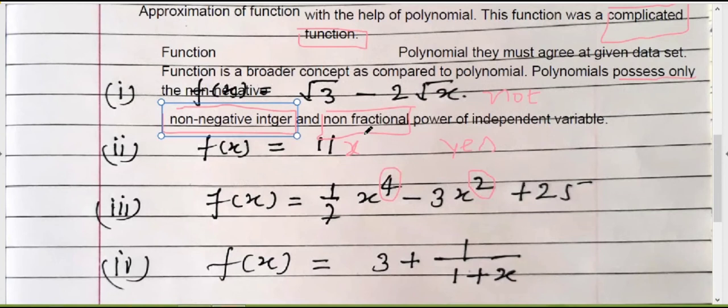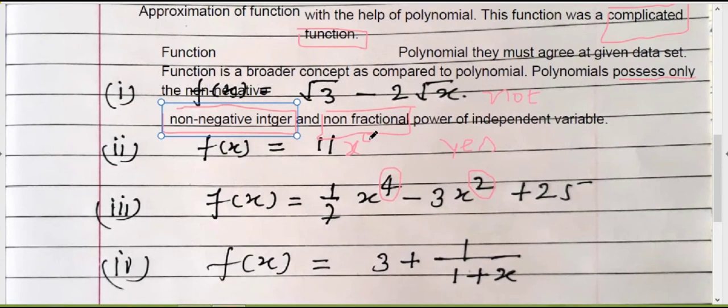I write here x to the power naught. So this 0 is what? Not fractional, non-fractional. And this is what? Integer, non-negative integer. Is it non-negative integer? Yes. It is non-negative because there is 0, positive integers and negative integers.